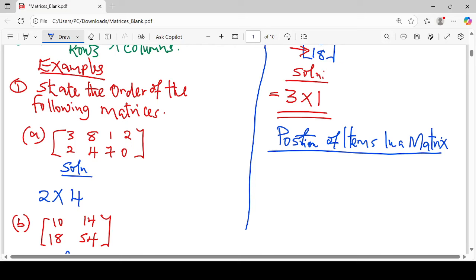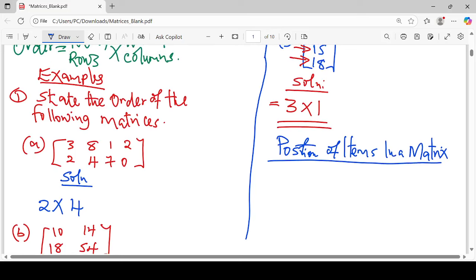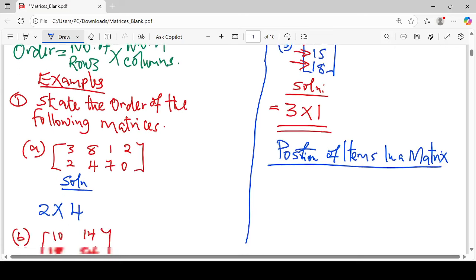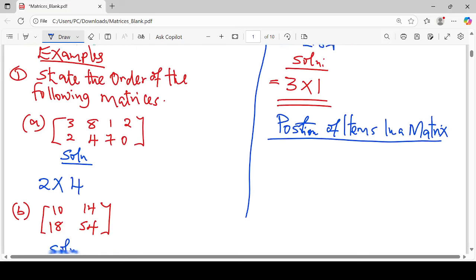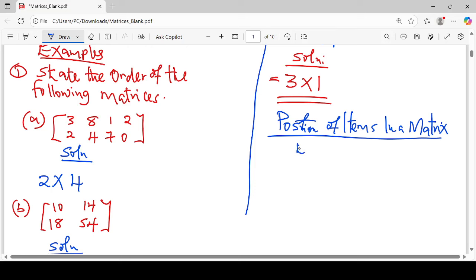Dear learners, when you go to position of items in a matrix, what do you need to know? Now, when you want to give a position of items in a matrix, we are still going to follow the order of a matrix. Remember, when you are giving the order of a matrix, you take the number of rows times the number of columns. Let us look at an example so that I will explain this one better with the aid of an example.